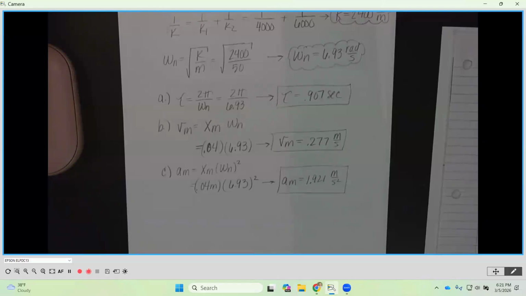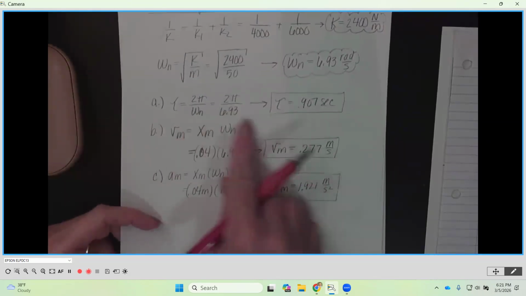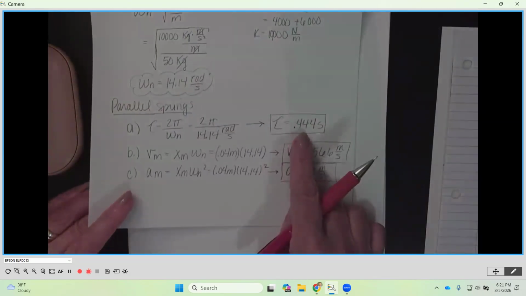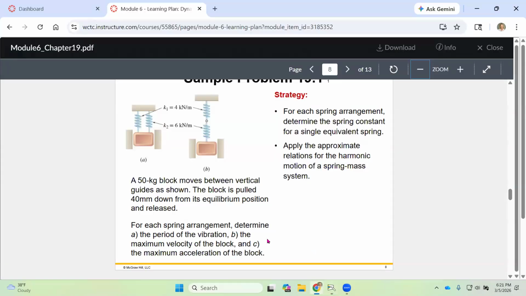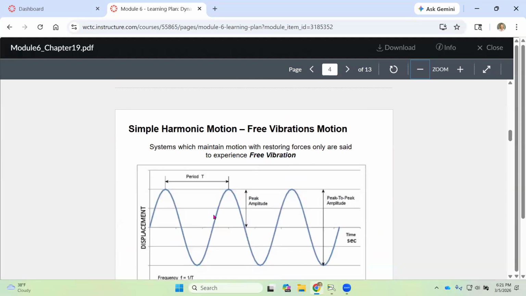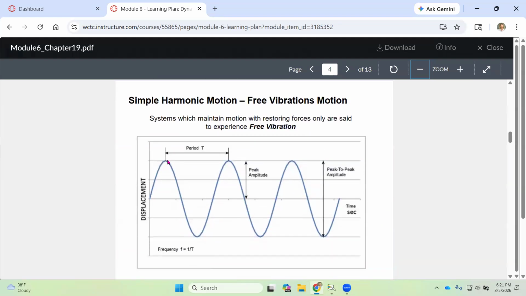Thank you, Nia. So before we leave this problem, it's nice to have the numbers, but now let's look a little bit at how these were different. We had the same two springs arranged two different ways, parallel and in series. If we look back at the first one, notice that the period on the parallel was 0.444 seconds. So if we look back at our illustration here, this is how much time it takes to complete one cycle or one vibration. And here it was only 0.444 seconds.